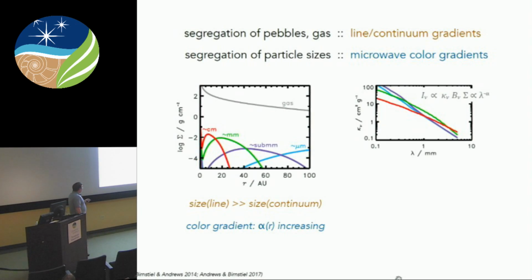So the idea is that you measure alpha as a function of radius in these disks, and what you should see is that alpha increases with radius. Let me break down why. In the inner disk, you have larger particles and a flatter emissivity spectrum, which means lower alpha. As you get further out in the disk, you're dominated by smaller and smaller particle sizes, a steeper emissivity spectrum, and a higher alpha. So alpha as a function of radius should increase.